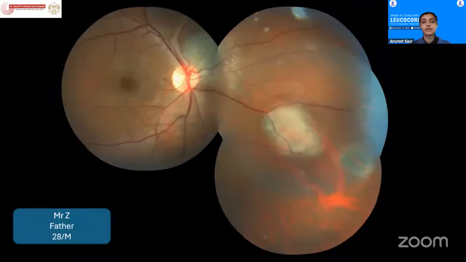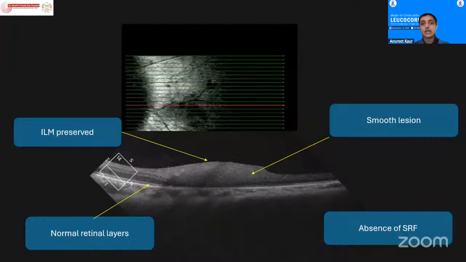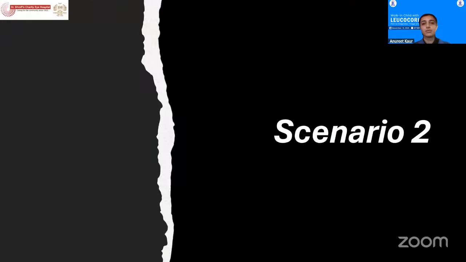So we went ahead with parental screening, and this was the father of both the children. We saw whitish lesions: one superior nasal to the disc, and one in the inferior nasal quadrant. We did OCT and it showed a smooth lesion with the ILM preserved, and there was no SRF. So we made a provisional diagnosis of retinocytoma in the father, and both the kids having retinoblastoma.